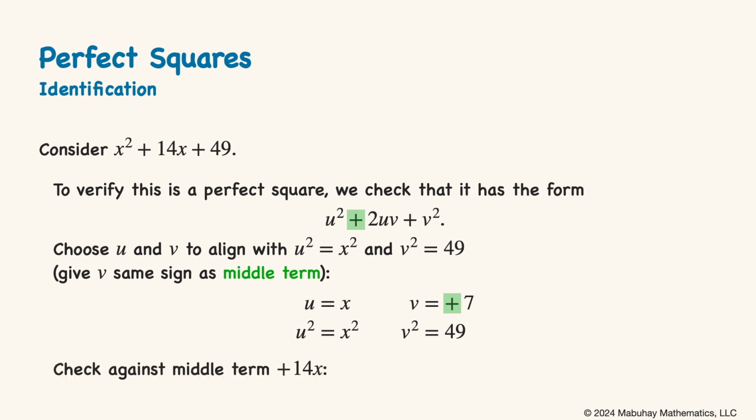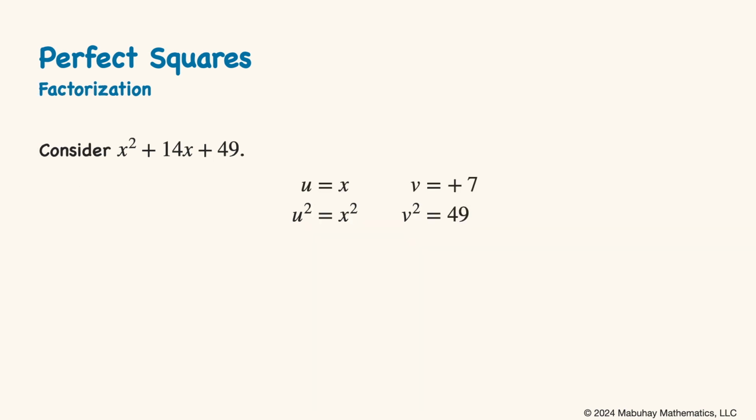Finally, we check against the middle term. Okay, so 2uv is 2 times x times 7, which is positive 14x. Great! Since all three terms lined up, we can conclude that the quadratic is a perfect square. Once we have u and v, like with the difference of squares, we can factor in one step.